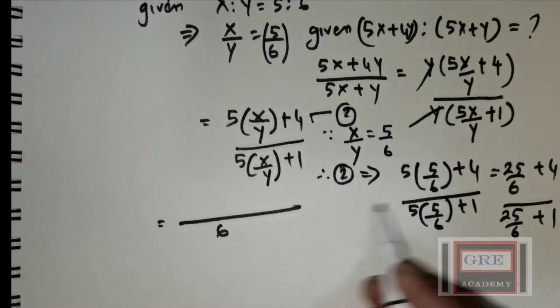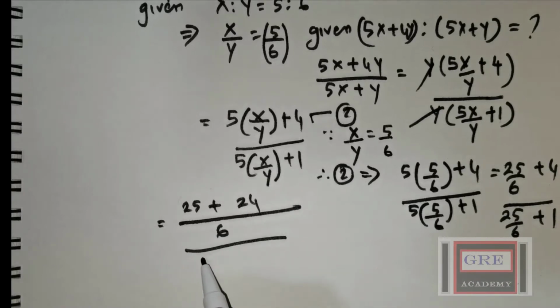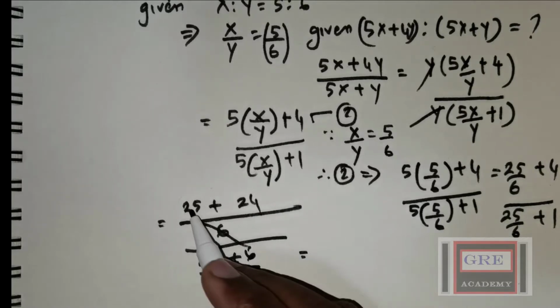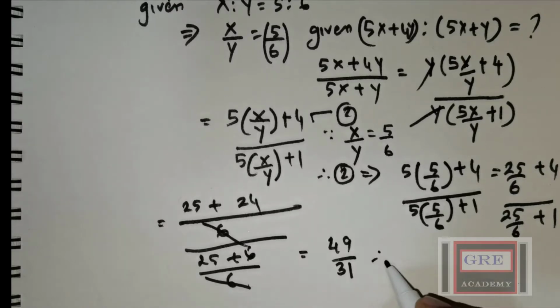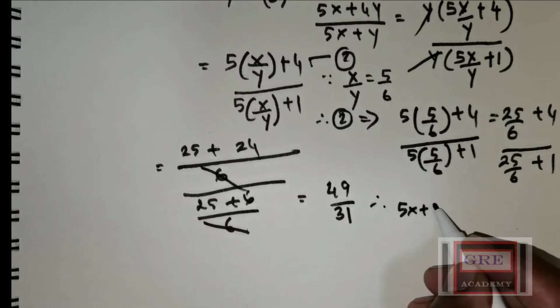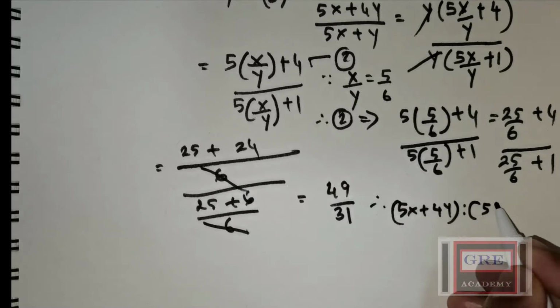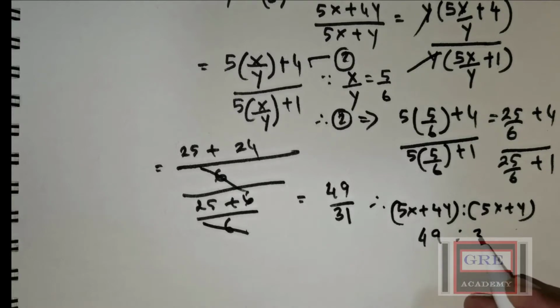Taking 6 to be the LCM, this is going to be (25 + 24) divided by 6 over (25 + 6) divided by 6. The 6 can be cancelled, giving me 49 in the numerator and 31 in the denominator. So therefore the value that they want, (5x + 4y) is to (5x + y), is 49 is to 31.